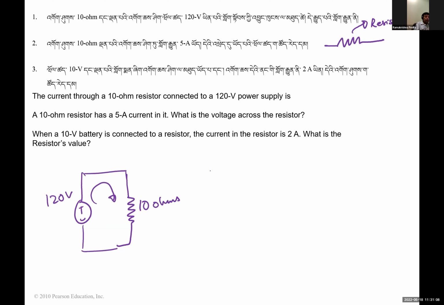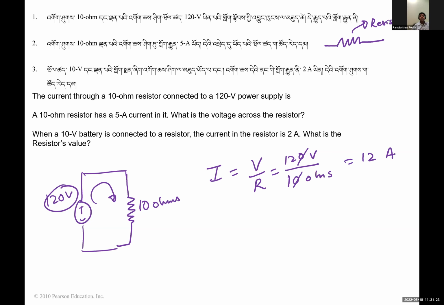Okay, so now we know from Ohm's law that I is equal to V by R. So V is 120 volts and resistance is 10 ohms. So this would be 12 amperes.